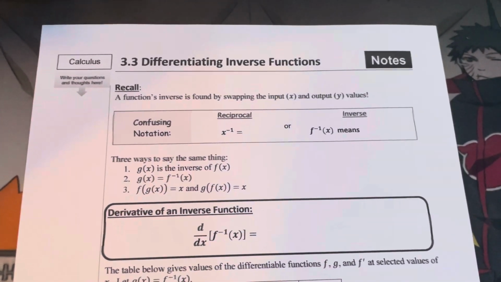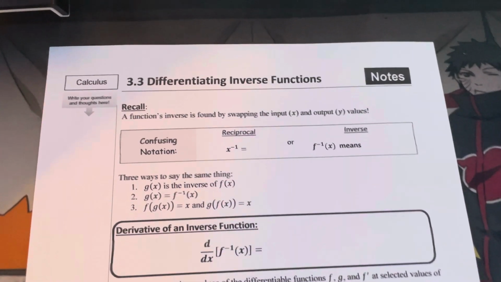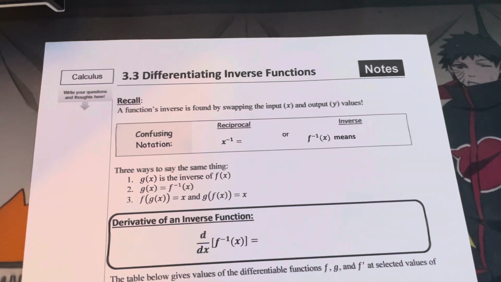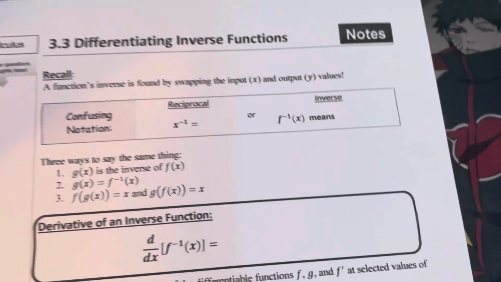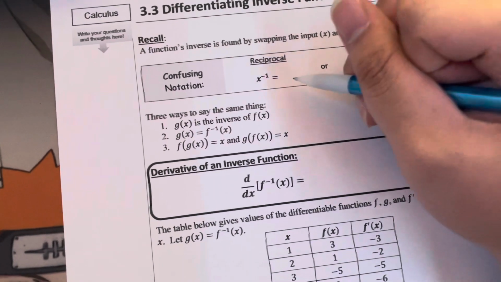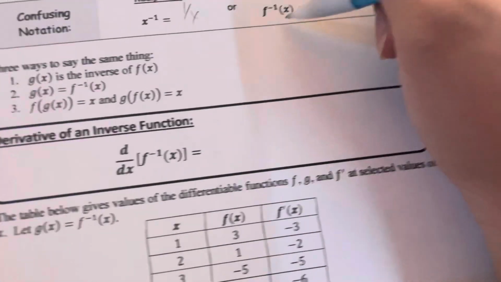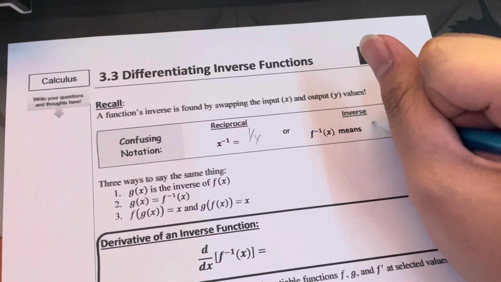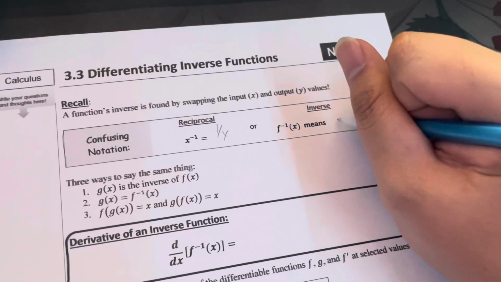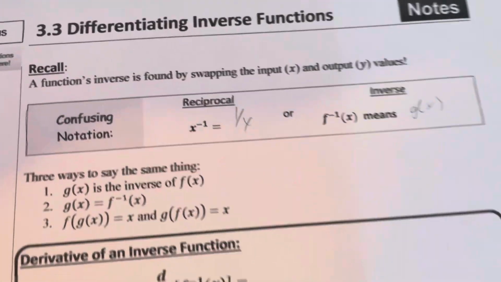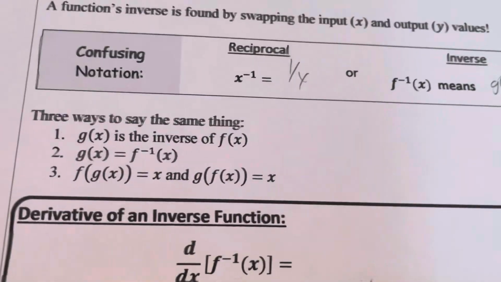3.3 Differentiating inverse functions. If you recall, a function's inverse is found by swapping the input or x and output or y values. Some confusing notations: reciprocal notation, which is like 1 over x, or the inverse of f of x, which is the inverse of the function, or just g of x. So make sure not to get these confused or mixed up. They're two different things.